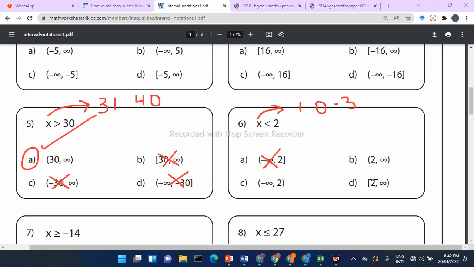Here we include 2 again, and we do not want to include 2. So we know that D is not the answer either. So it's either C or B.